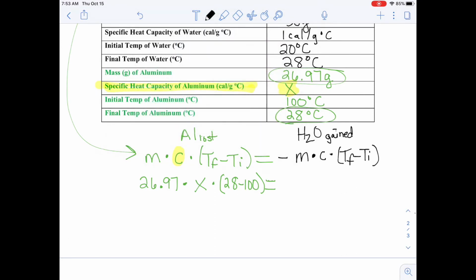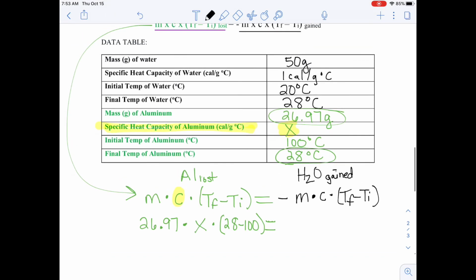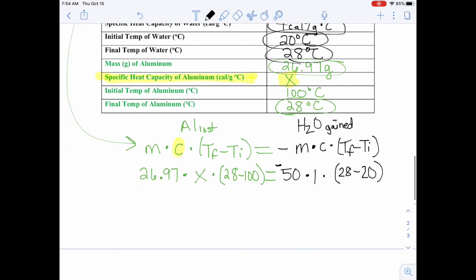Now if we switch over to the side for water, the mass of the water up here was 50 grams. Once again, don't forget that negative symbol. Times the specific heat for water is 1. This is all up here in the data table. And then the temperature change. So the final temperature for both substances was 28 degrees Celsius minus the initial temperature of the water in the styrofoam cup, which was 20 degrees Celsius.